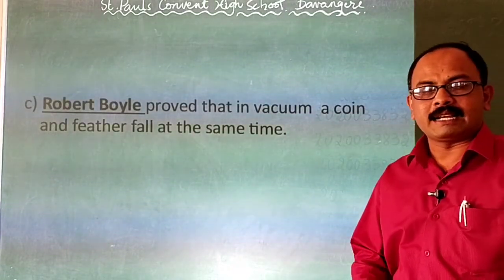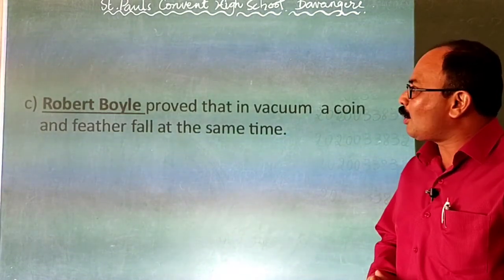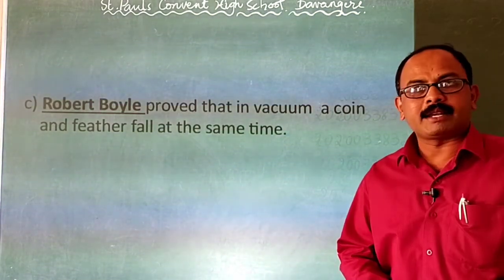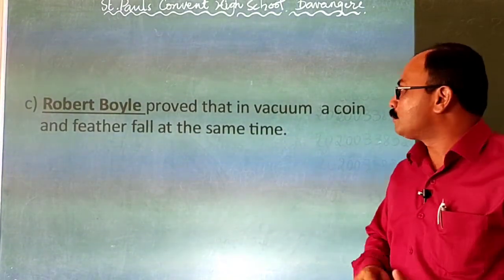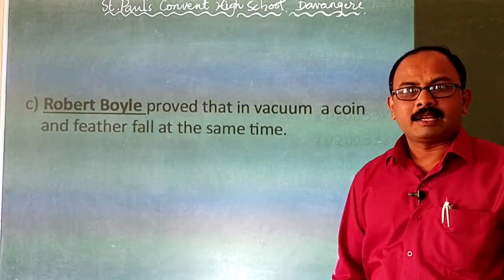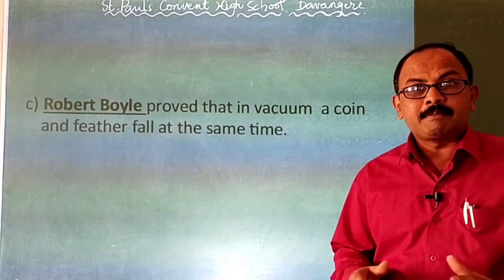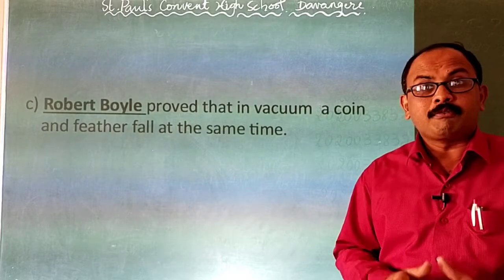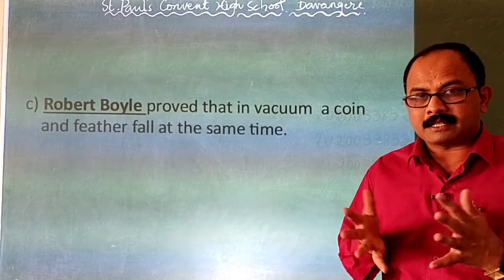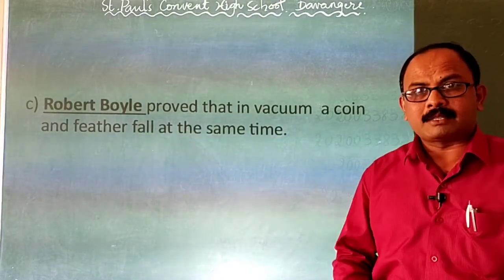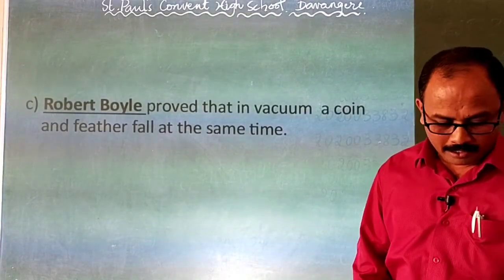Robert Boyle, another scientist, proved that in vacuum, a coin and a feather fall at the same rate. It must be a vacuum. Look into this term, children. In vacuum, there is nothing, not even air molecules, an absence of air molecules. So, if a vacuum is created in a place and a feather and a coin are released, both objects will hit the ground at the same time. That was proved by Robert Boyle.